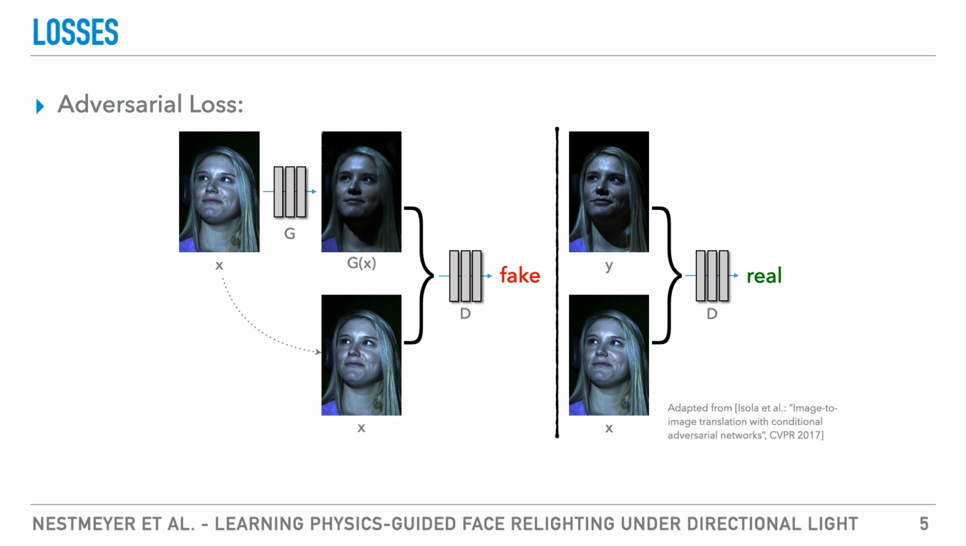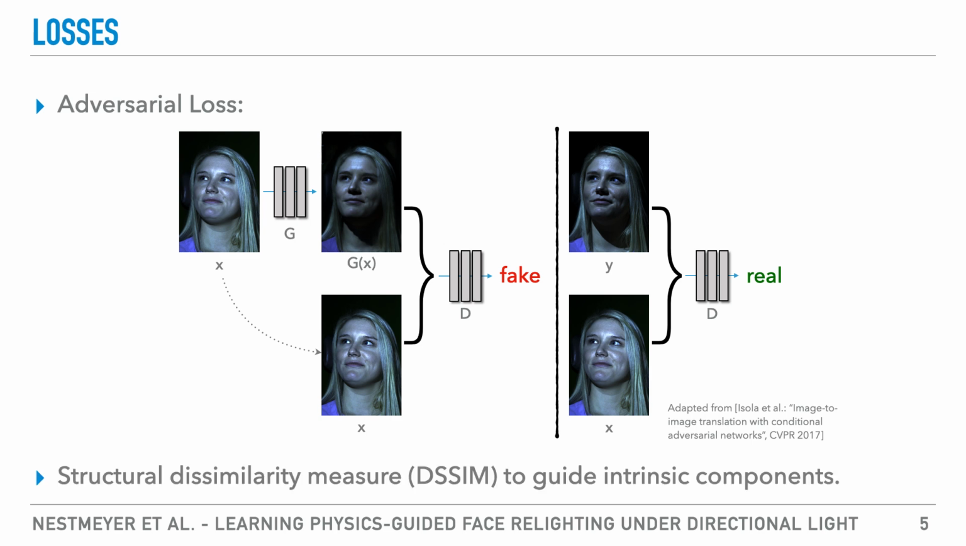The final relit result is guided by an adversarial loss similar to pix-to-pix. Each intrinsic prediction is guided by an individual loss for which we chose the structured dissimilarity measure after thorough evaluation.